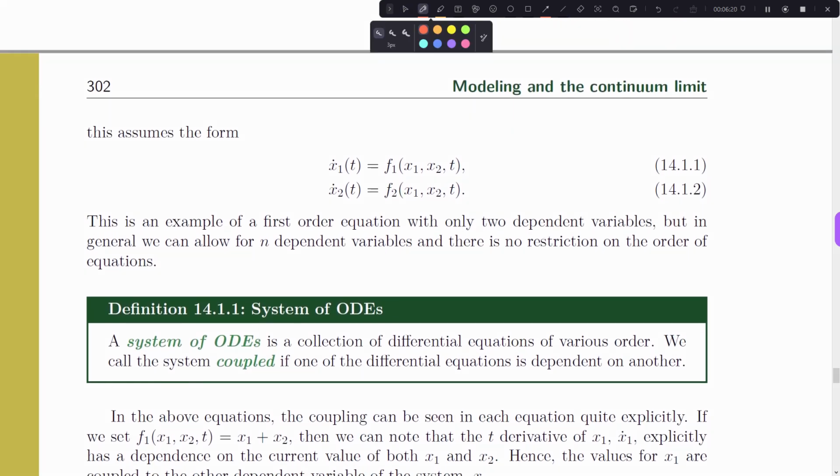So here it says a system of ODEs is a collection of differential equations of various order, and we call the system coupled if the equations depend on one another. So long as at least one of the particles is interacting with another particle under this function that has both of them, then we call that a coupled system. And like I was saying before, we could add an x3 into here, we could add an x4 into here, dot, dot, dot, and then we would gain an x3 in that function, an x3 in that function, x4 in both of them too.